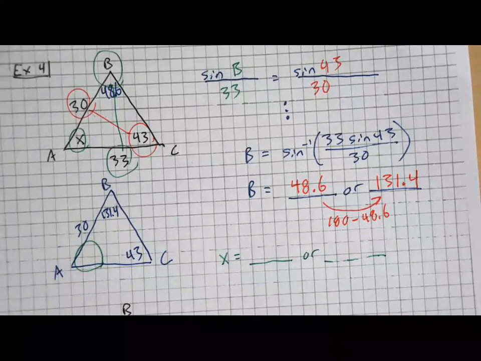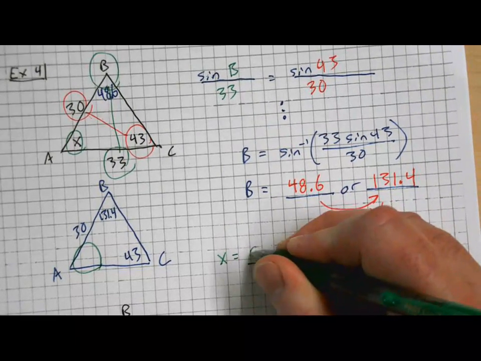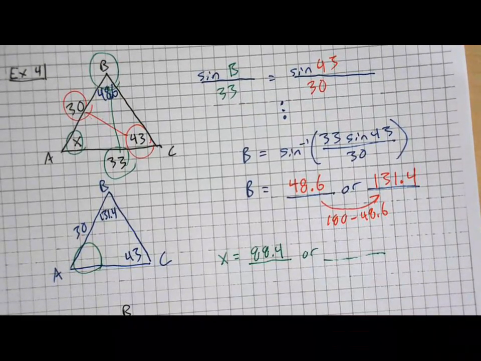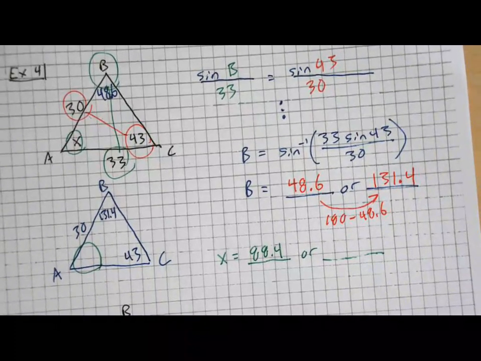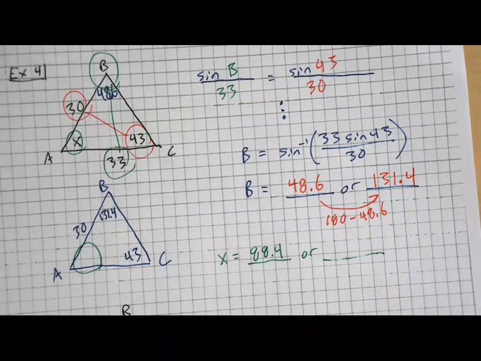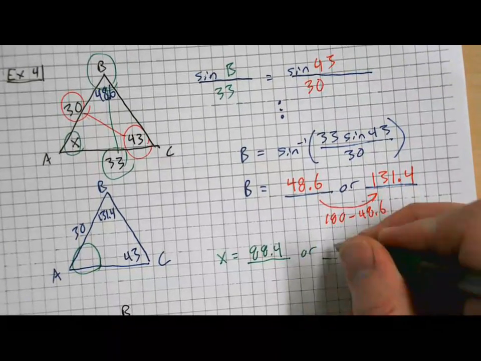So let's see here. Minus 43 minus 48.6. So I'm getting 88.4 for that one. And 5.6 for this one.